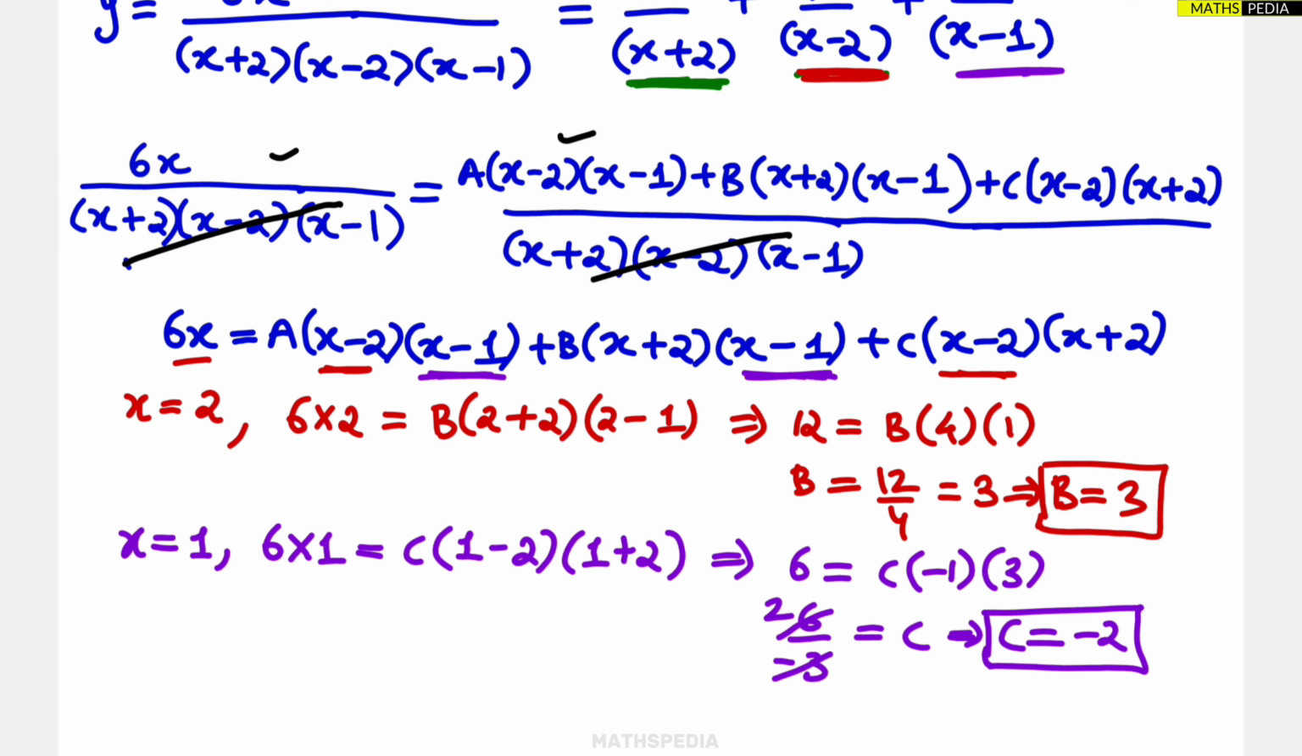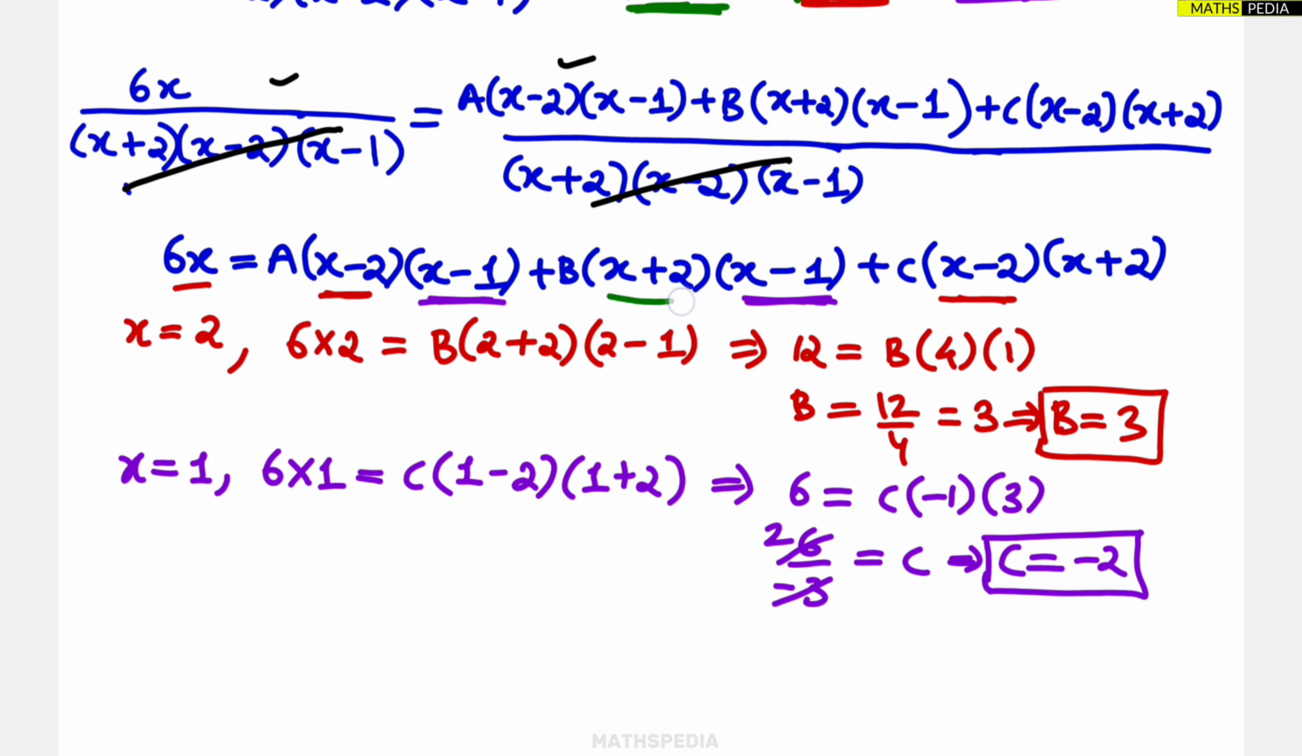Now I have to get the A value. For that purpose, let us see what we can eliminate. x plus 2 is sitting here, and here also x plus 2. But if you put x equals minus 2, I'll be getting the A value. So in place of x, what can I put? Minus 2. If you put minus 2 here and here, what will happen? It will get eliminated. Only the A part is remaining.